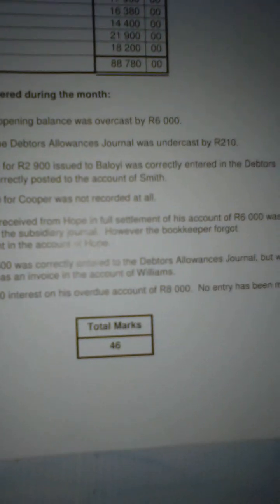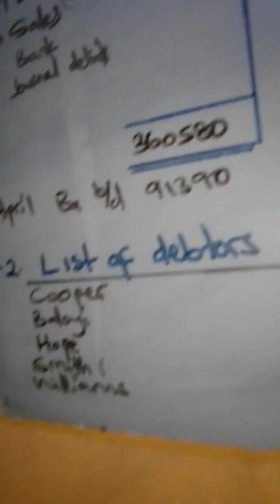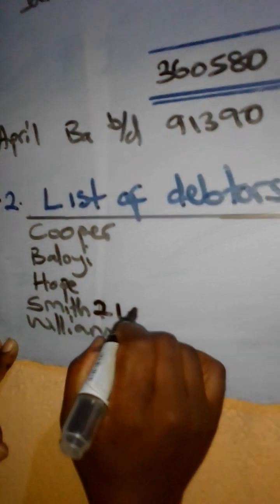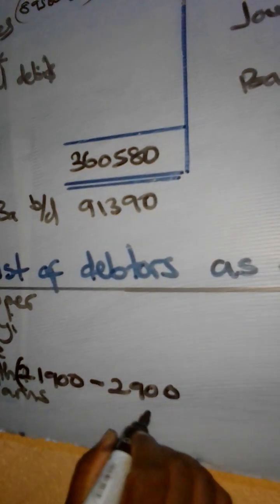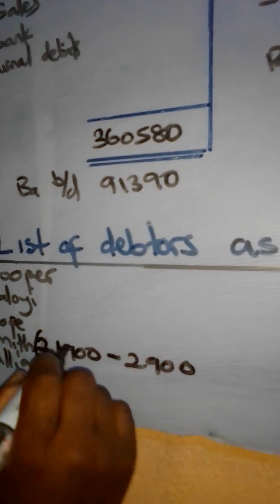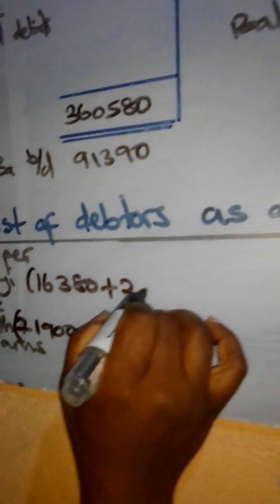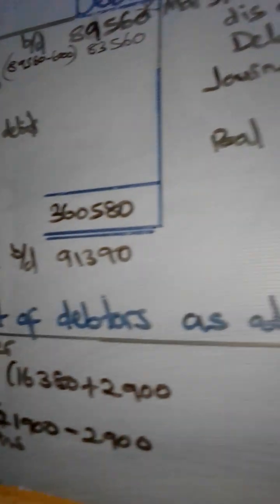Let's go on to our debtors list. Let's look at those two debtors. Yes, Smith. Smith has got 21,900 here. So we are going to say minus 2,900. How much does Baloyi have? Baloyi has got 16,380. We are going to say plus the 2,900 that we are subtracting from Smith. All right, we'll continue with our adjustments. When we are done with everything, we'll put the new totals here.